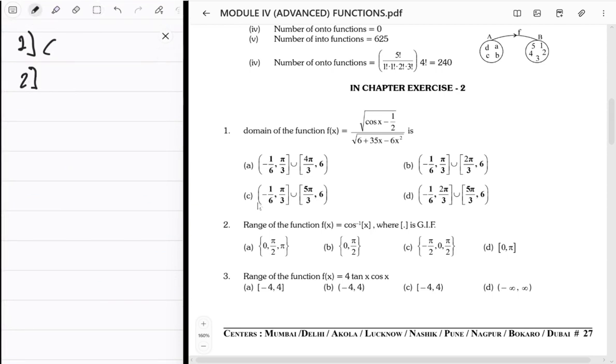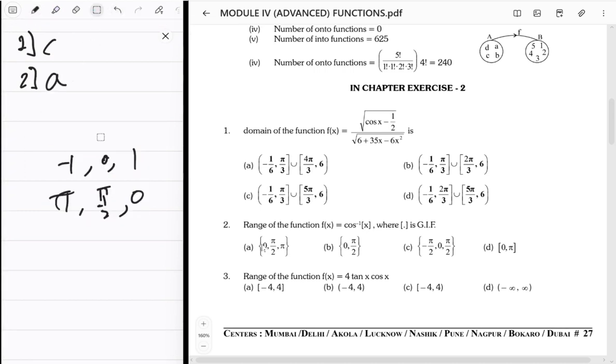Second is the range of the function f(x) is equal to cosine inverse of f(x). Okay, so the range of this function: it's cosine inverse, so it can take only some values. It can take like 0, 1, and then negative 1. And other than that, no other value will actually work. So negative 1 gives us pi, this thing gives us pi/2, this thing gives us 0. So the set {0, pi/2, pi}. A is the answer.